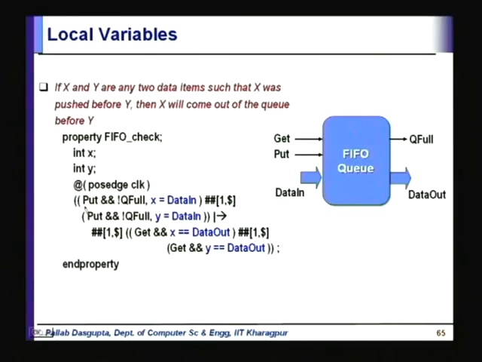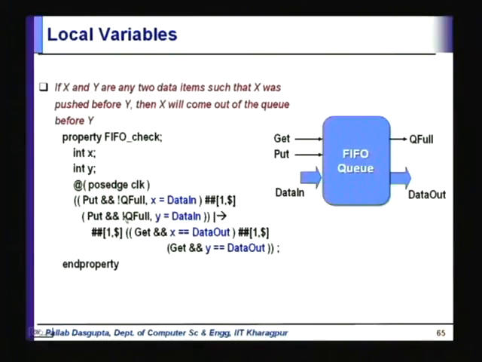So, we must somehow say that there is no get in between, then this is going to hold, right, and that is a good thing, because that actually reduces the number of variables, because you are only saying that this holds when there are puts in succession, right.